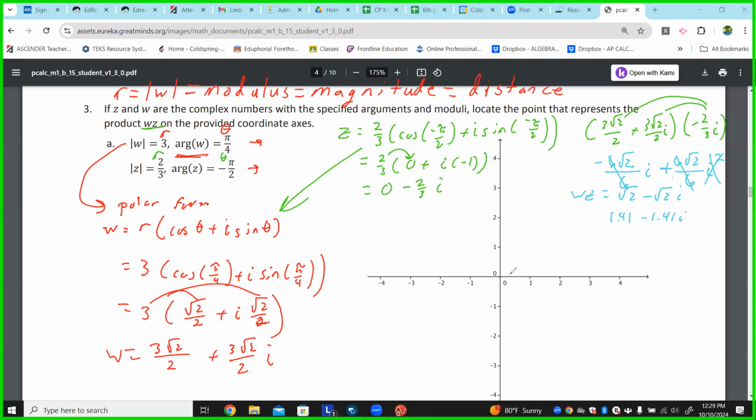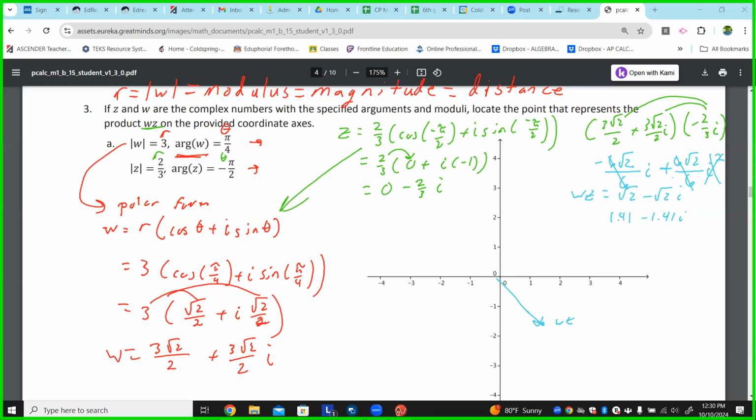On the x-axis, okay. We'll roughly say it's about here. And then what? Very good. So we'll say about right here. So there is your WZ. I want you to do B and C. And that will conclude today.